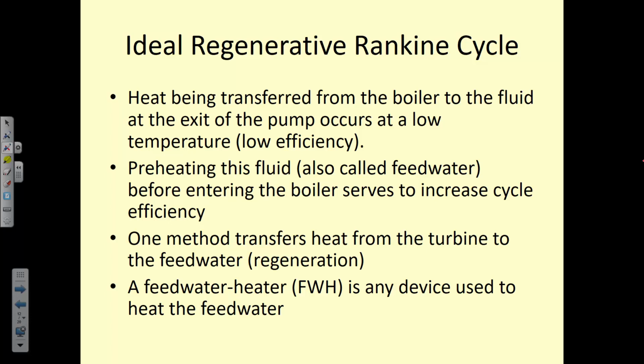Because as you're adding heat to this liquid, you necessarily will have a low efficiency, and you have to add more heat in order to get it up to a boiling temperature, and then even more to get it up to superheated steam. So if you can preheat that liquid before it goes into the boiler, then you require less heat input to your system in order to achieve the same goal. So the regeneration cycle allows us to take some of this heat from the turbine that's being expelled and use it to preheat the steam.